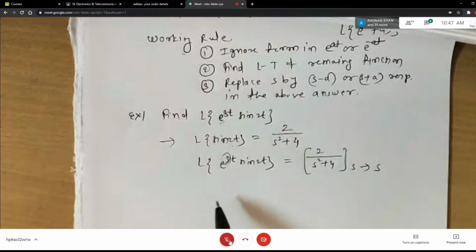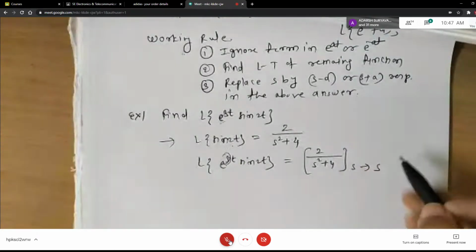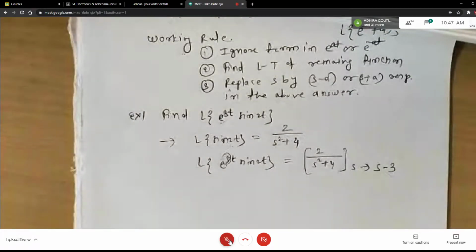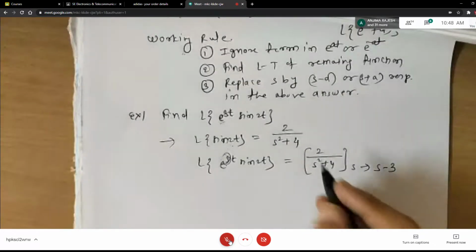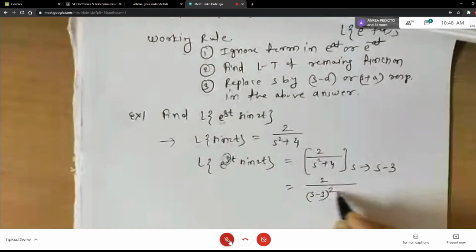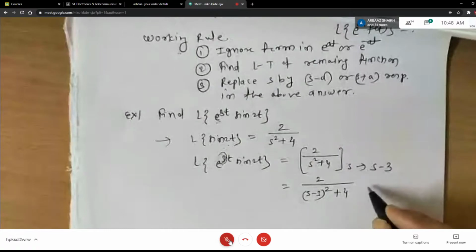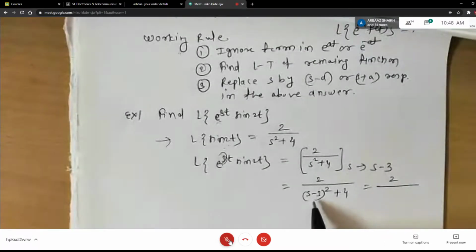Now when you are going to the next formula, you are using first shifting property. So what is a here now? A is 3. But it is positive. So you have to replace s by s minus 3. The middle sign is opposite. So wherever there is s, you are going to replace it by s minus 3. So see how the answer will look. 2 divided by s minus 3 the whole square plus 4.